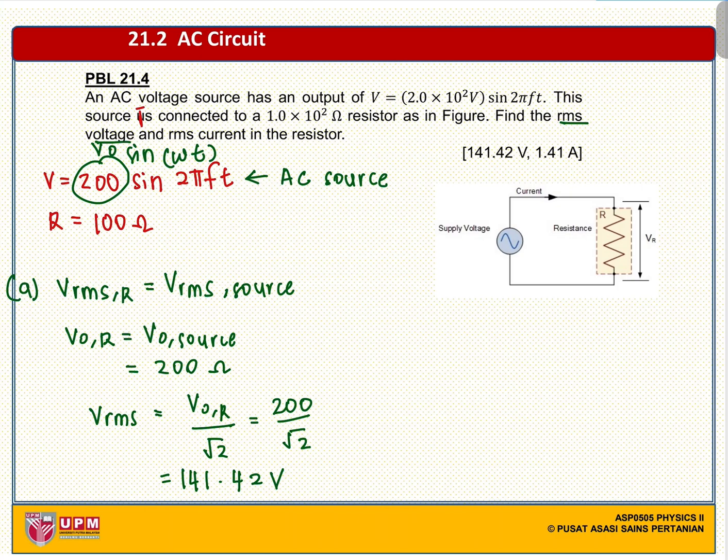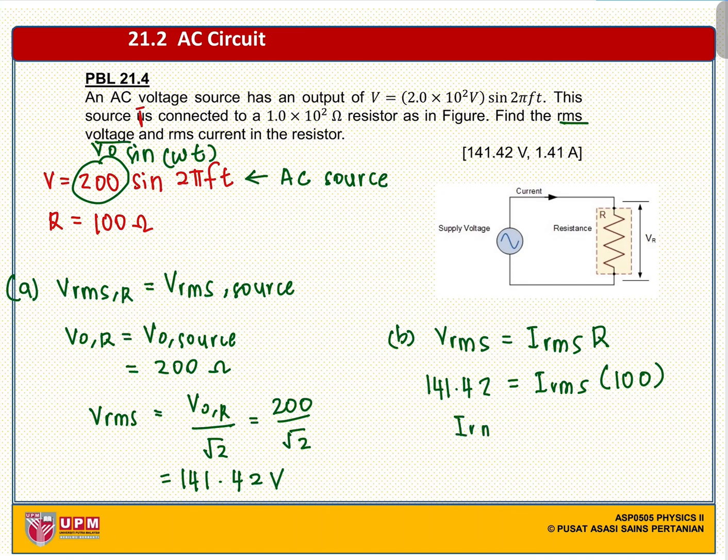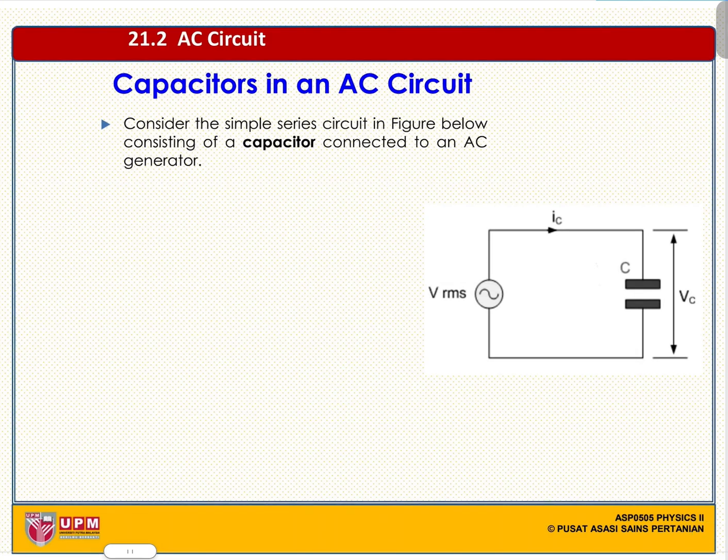So for IRMS, we use the Ohm's law equation, VRMS equal to IRMS R. So your VRMS is 141.42 equal to IRMS multiplied by your resistor. So you will get IRMS equal to 1.41 ampere. Right? Okay.